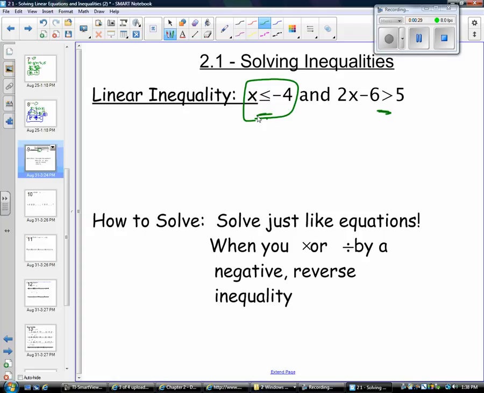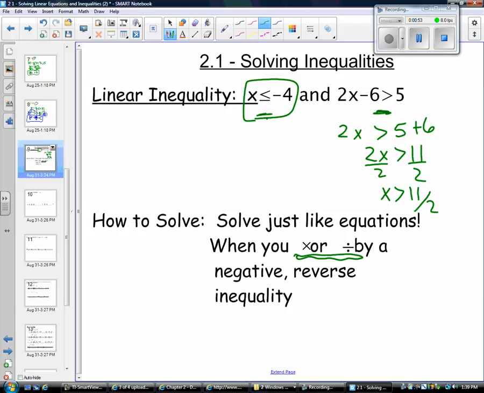But if we do not have it isolated, we can isolate that x value. So we get 2x is greater than 11. We divide both sides by 2. So we get x is a number greater than 11 over 2. One thing that's really, really important to remember is that if we ever multiply or divide by a negative, we have to change the direction of the inequality. This is very, very important.